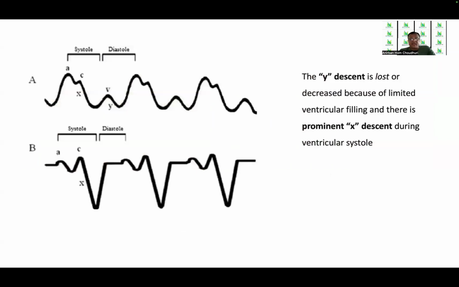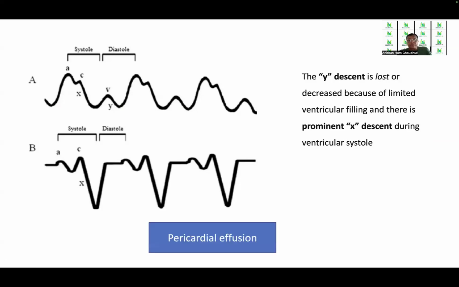Now here you can see that the Y descent is lost very much. The Y descent is lost or decreased because of limited ventricular filling, and there is a prominent X descent during the ventricular systole. So here you can see the prominent X descent during ventricular systole, with a prominent Y descent as well. So this typically can be seen in pericardial effusion in contrast to other conditions.